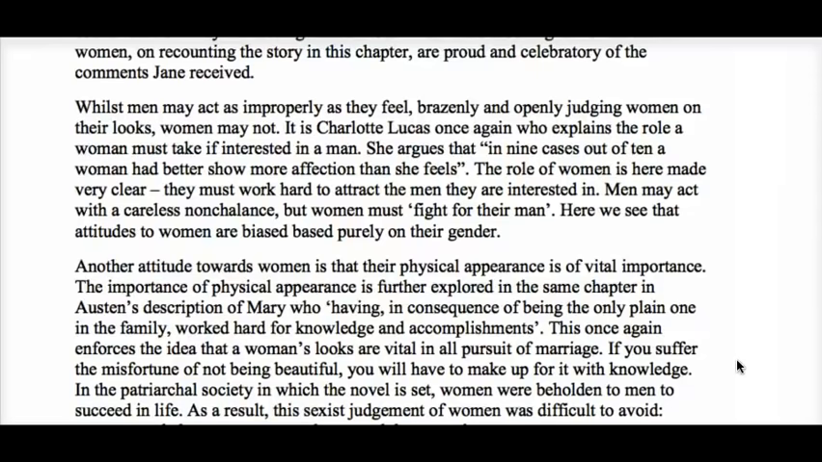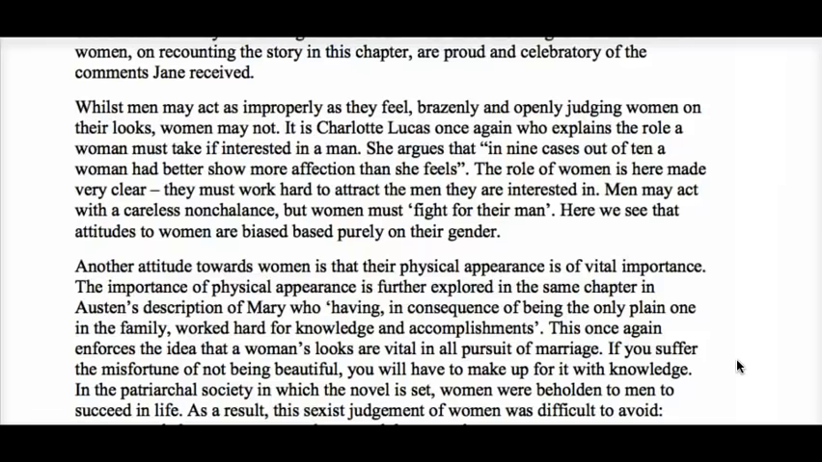She argues that in 9 cases out of 10, a woman had better show more affection than she feels. The role of women is here made very clear. They must work hard to attract the men they're interested in. Men may act with a careless nonchalance, but women must fight for their man. Here we see that attitudes to women are biased, based purely on their gender.